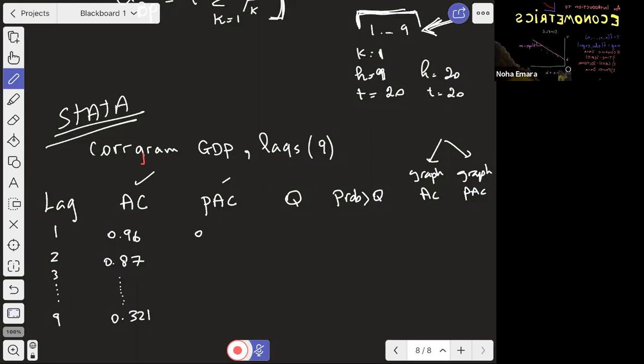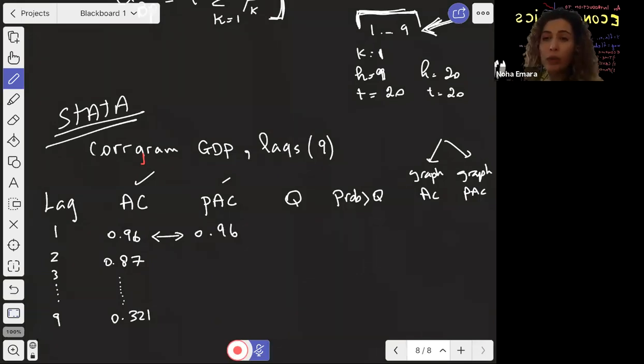Just notice that these two are going to be the same if I'm only having 1 lag. If I just have 1 lag, the autocorrelation and the partial autocorrelation are actually the same. Whether I just look at this number, these two numbers would be exactly the same, because I don't have anything to hold constant if I'm just analyzing Y_t and Y_t minus 1. So both are going to be the same for the first lag.